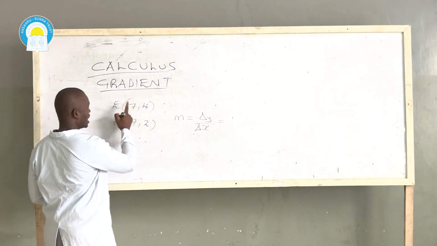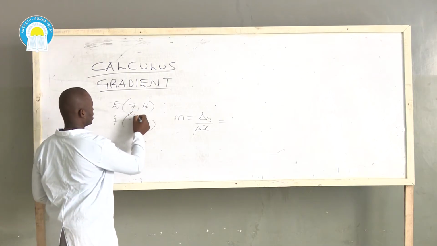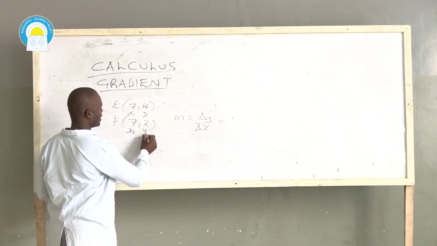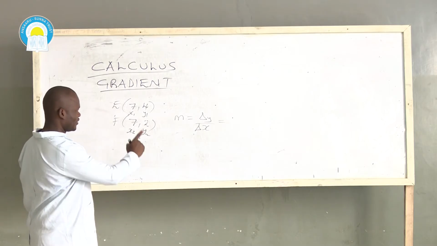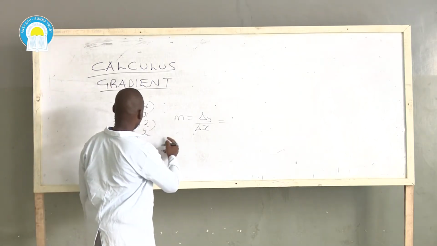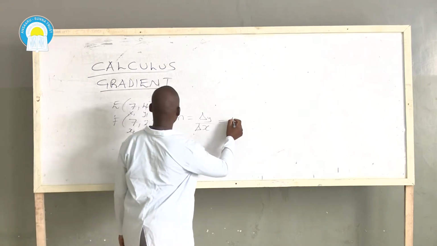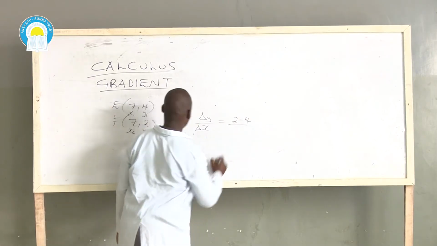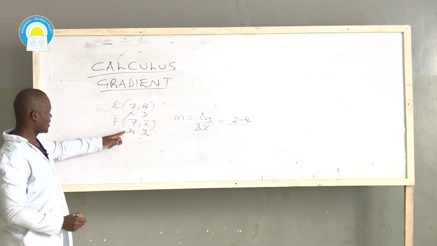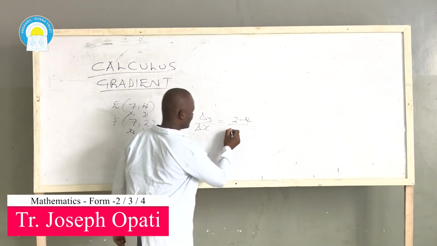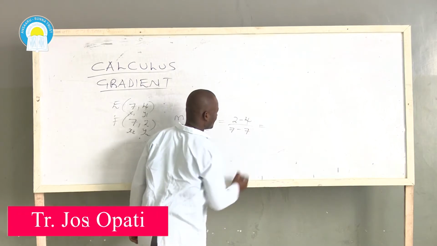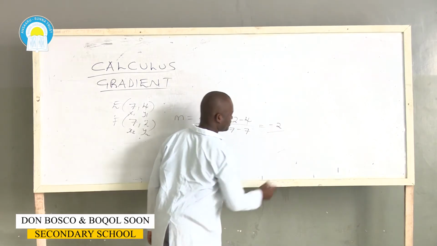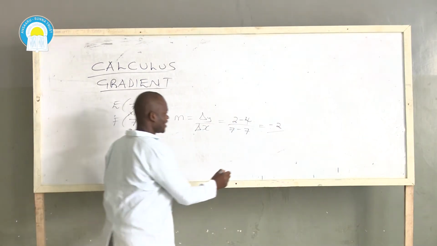Now, our point 1 and our point 2 qualify to be x1, y1, x2, y2. Now, what will you have? We have the substitution of y2 and y1, giving us 2 minus 4 over the substitution of our x2 and x1, giving us 7 minus 7. So 2 minus 4 gives us negative 2, and 7 minus 7 gives us 0.